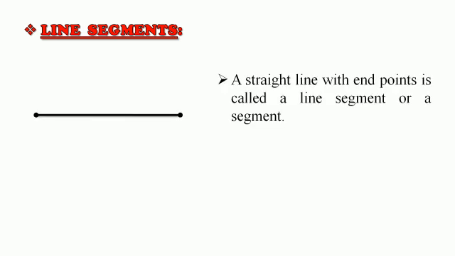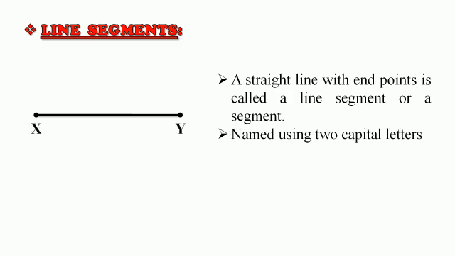The next shape is a line segment. A straight line with endpoints is called a line segment or a segment. A line segment is named using two capital letters. We can name the line segment starting from any of the endpoints. The line segment shown in the figure can be named as segment XY or segment YX.